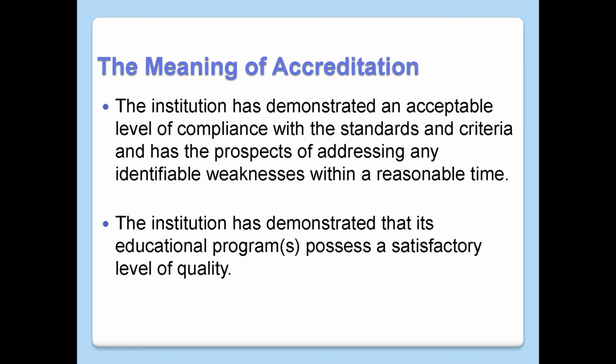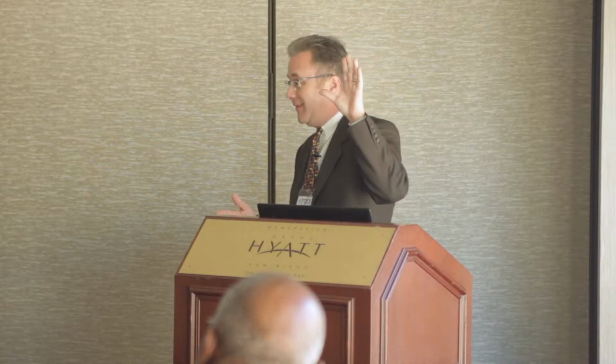What's the meaning of accreditation? When we say that a school is accredited or is working their way through the accreditation process, what do we mean by that? Well, we say the institution has demonstrated an acceptable level of compliance with the standards and criteria and has the prospect of addressing any identifiable weaknesses within a reasonable time. So there will always be areas of weakness. There'll always be recommendations and suggestions, right? But as an accredited institution or one in that process, we'll have the ability to address those weaknesses in time.